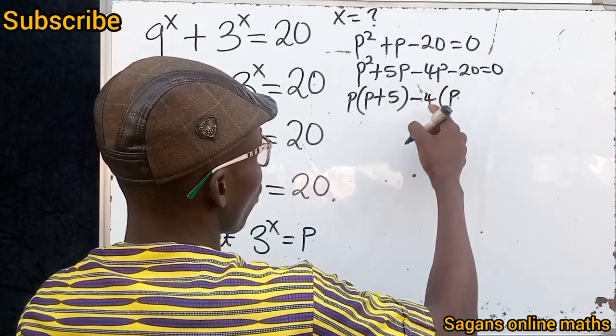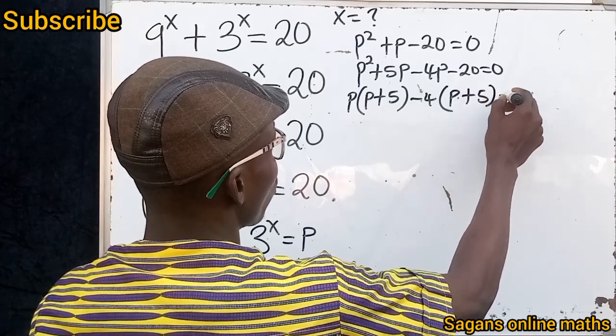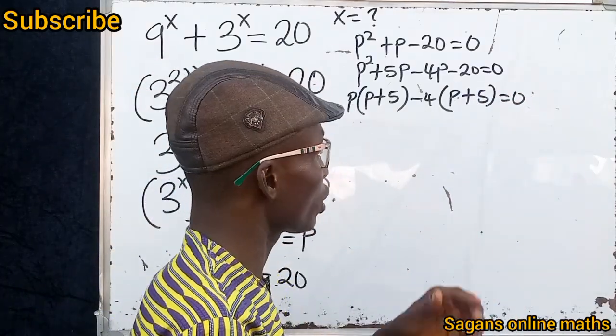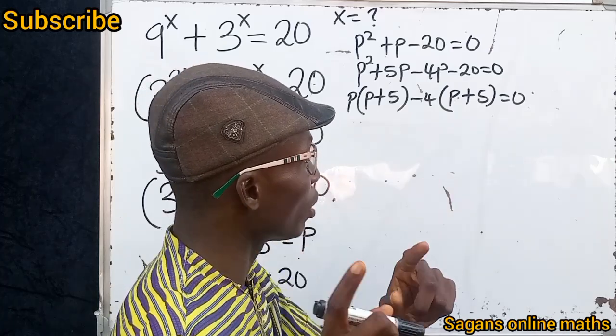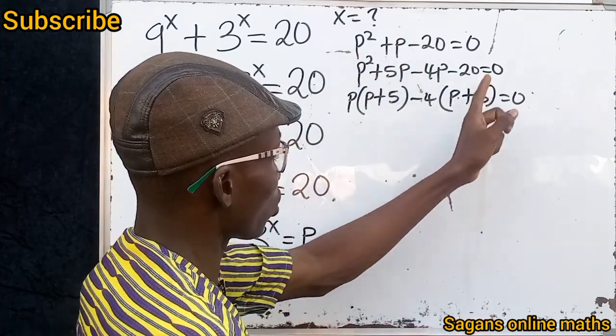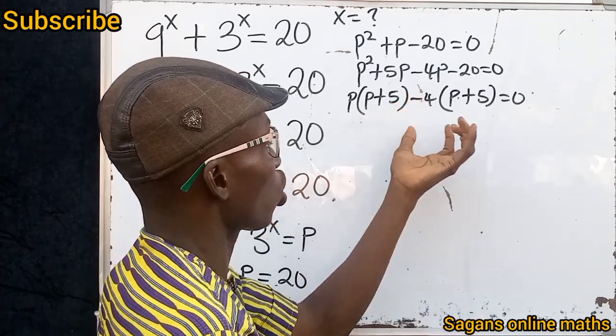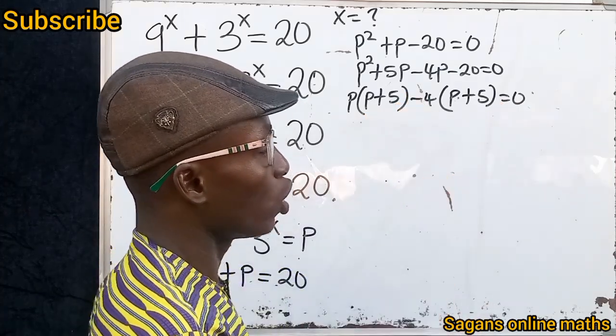Minus 20 divided by minus 4 will give us plus 5. All this equals to 0. I always tell my students, when you are doing the factorization method or solving a quadratic equation, always make sure that what is in this parenthesis is equal to what is in this parenthesis. If they are different, you are wrong.